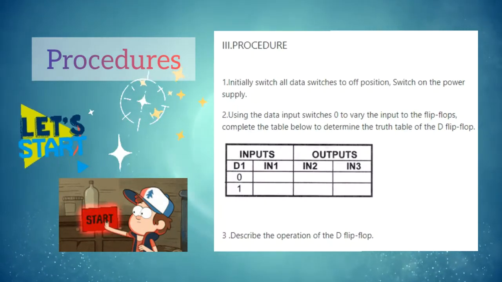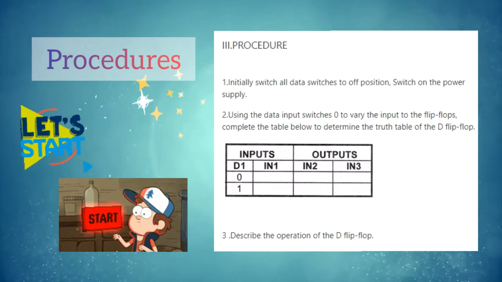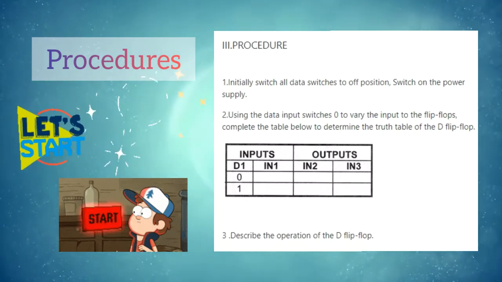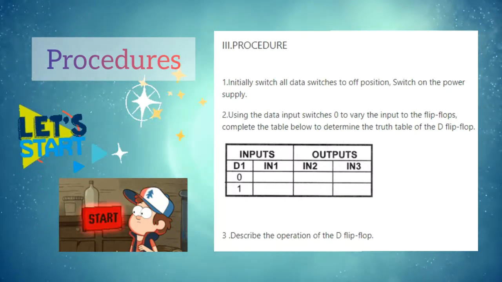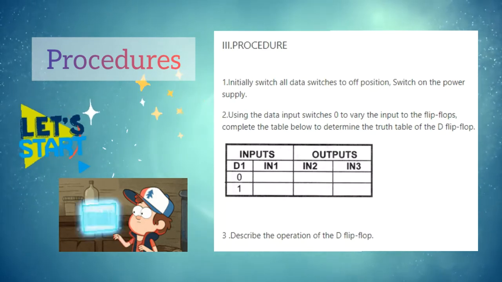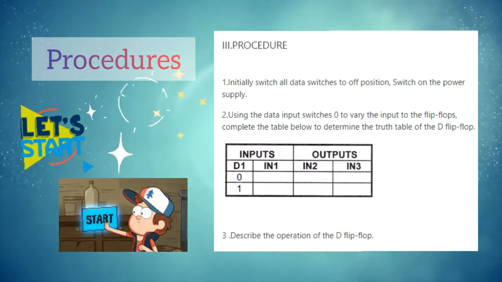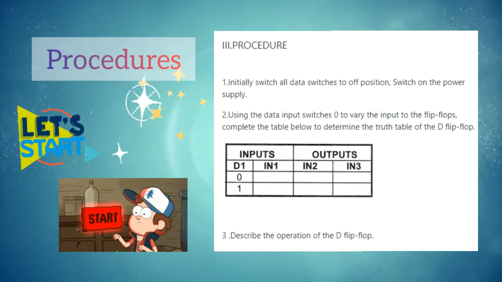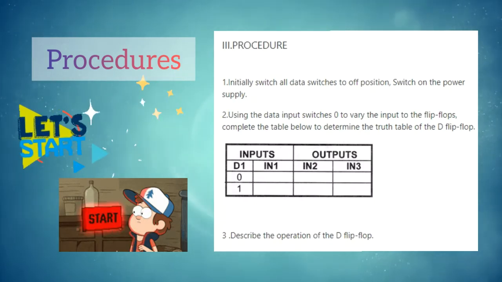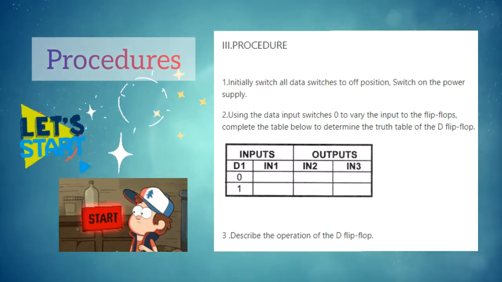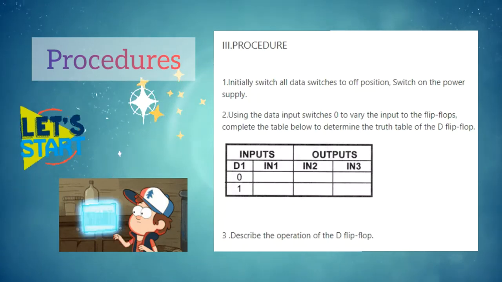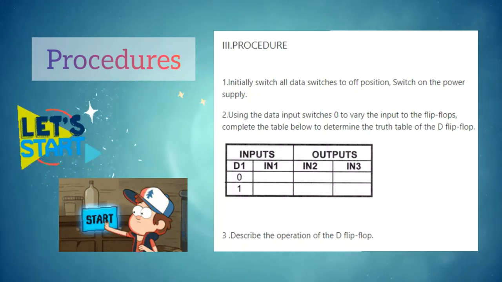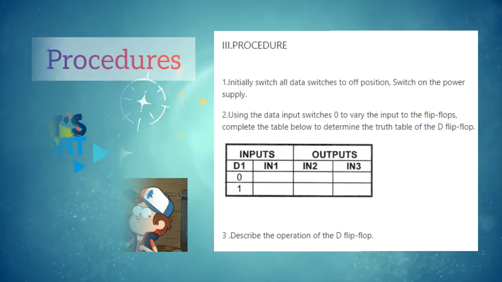Step 1. Initially switch all data switches to off position, switch on the power supply. Next is using the data input, switches 0 to vary the input to the flip-flops. Complete the table below to determine the truth table of the D flip-flop. The third one is describe the operation of the D flip-flop. To answer this procedure, let us test our circuit.